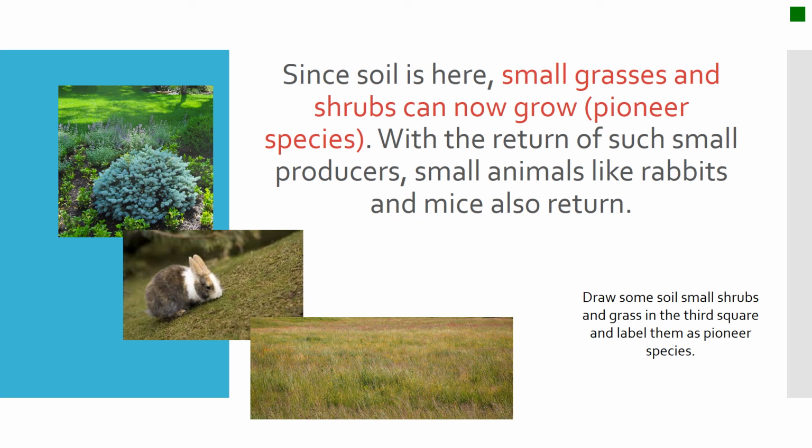So we're not making soil from scratch. Soil is already present, so now small grasses and shrubs can grow, and these are going to be my pioneer species. I'm in the third square, drawing my pioneer species here. Make sure you label that these are the pioneer species in this type of succession. You're going to draw me some shrubs, some grasses. Again, if you're a great artist, draw me a rabbit or a mouse. And don't forget to tell me that the pioneer species is located here.